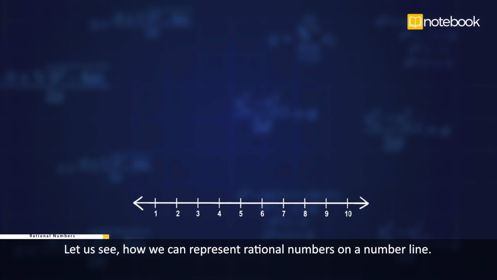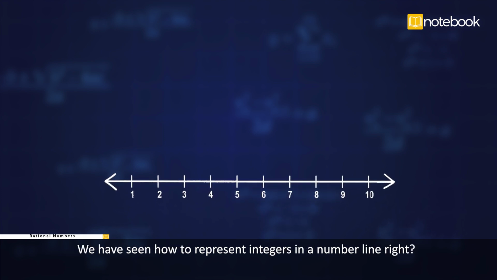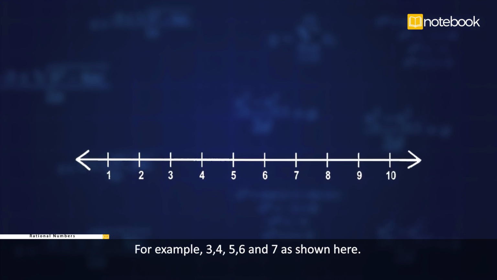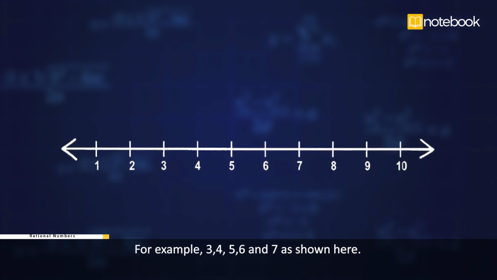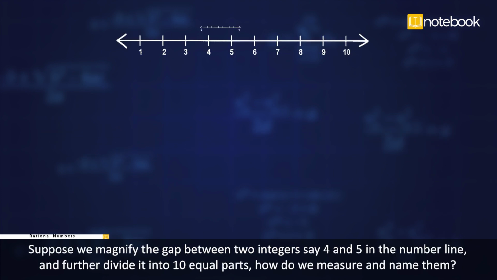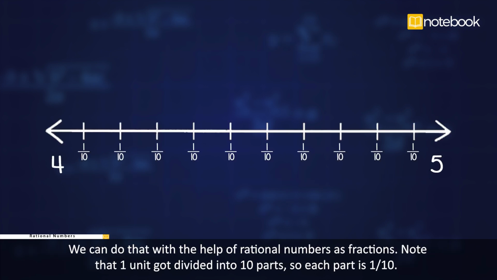Let us see how we can represent rational numbers on a number line. We have seen how to represent integers in a number line, right? For example, 3, 4, 5, 6, and 7 as shown here. Suppose we magnify the gap between two integers, say 4 and 5, in the number line, and further divide it into 10 equal parts. How do we measure and name them? We can do that with the help of rational numbers as fractions.